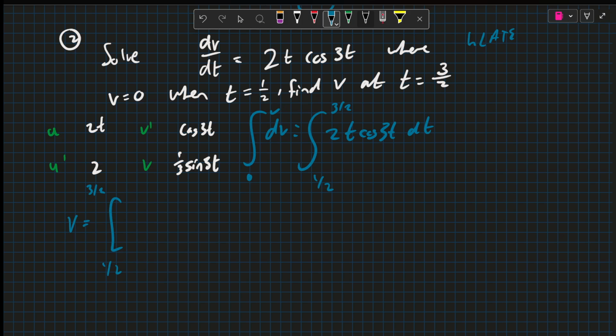The way it's going to work is it's going to be u times v. So it's going to be the two sort of normal functions, I guess. So we'll have 2t over 3 sine of 3t. Take away the integral of v times du, which will be 2/3 sine of 3t dt.